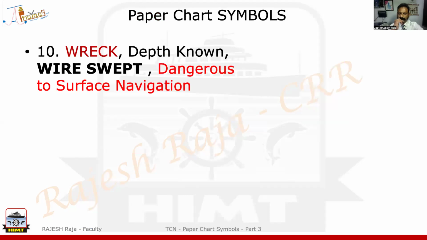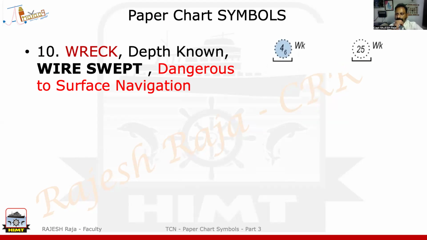Let me go to a wreck. Let us start with a wreck. A wreck is something which is your ship which is sunken, broken, damaged, bombed, whatever you call it. So a wreck is a man-made feature. Take a wreck with depth known, and this wreck has been checked by wire sweeping. You use positive physical methods to check how much depth is there. And let us say this is considered dangerous to surface navigation.